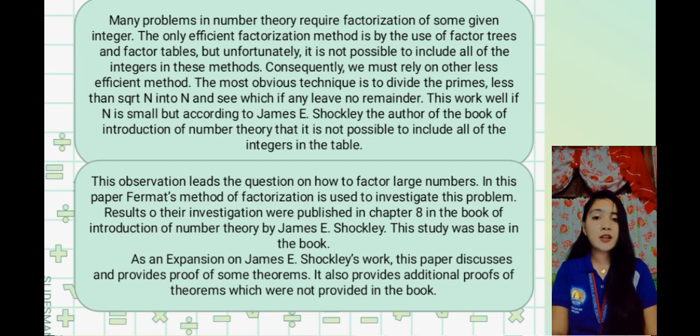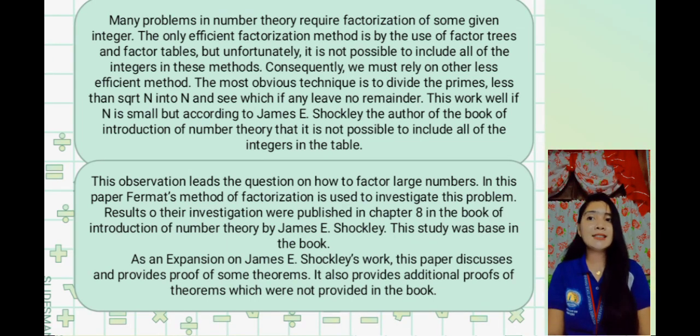As an expansion on James E. Shackley's work, this paper discusses and provides proof of some theorems. It also provides additional proofs of theorems which were not provided in the book.